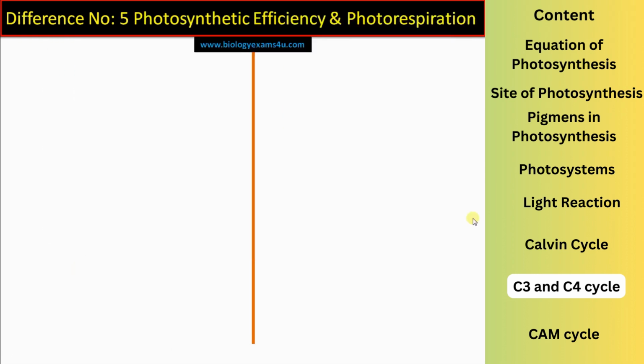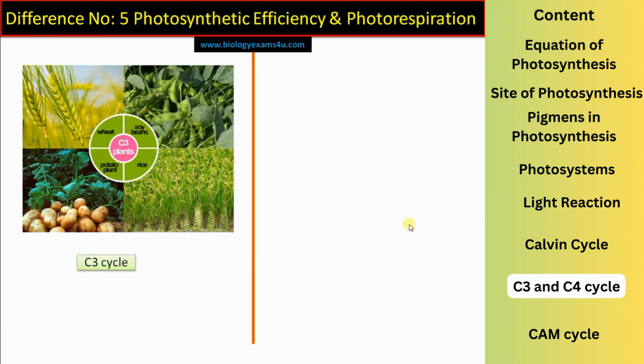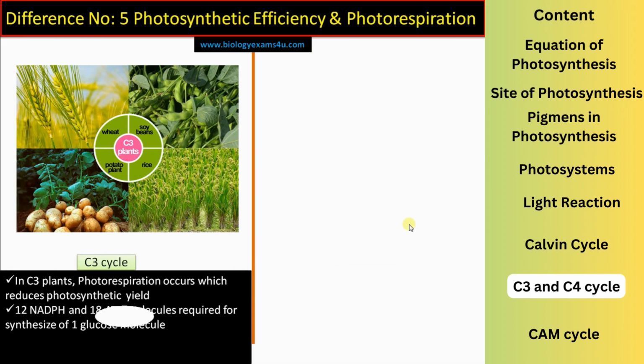Difference number 5, regarding the photosynthetic efficiency and photorespiration. The C3 cycle is meant for plants having sufficient water. So photorespiration occurs, which reduces the photosynthetic efficiency. 12 NADPH and 18 ATP molecules are required for synthesis of one glucose molecule, and we have discussed this in detail in the last video on the Calvin cycle.